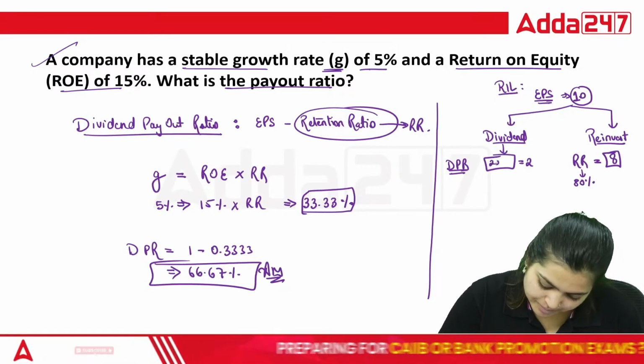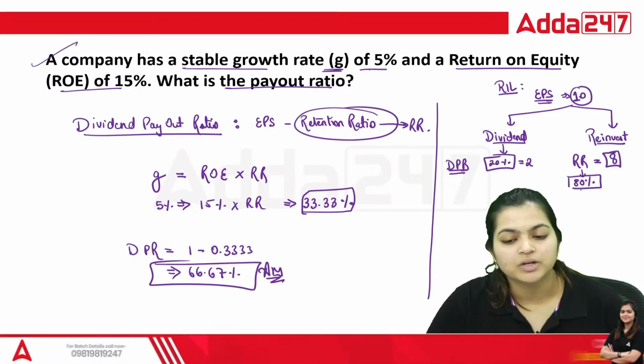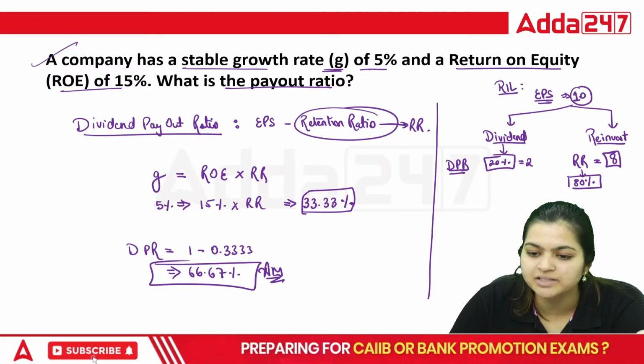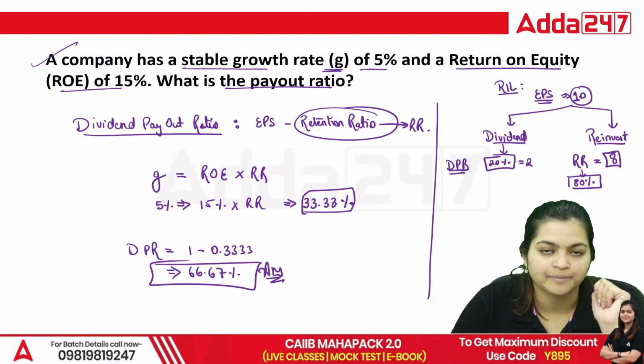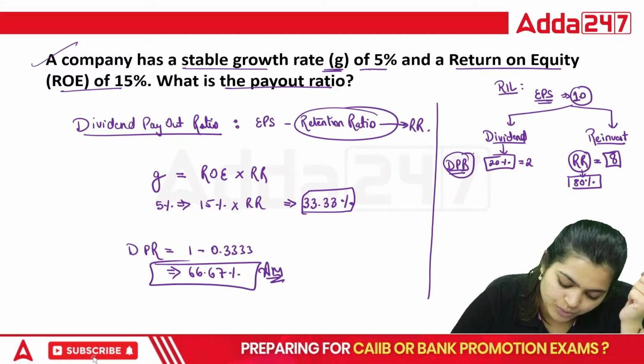This is your 20% and 80% is your retention amount. Yes, out of 10 rupees, if 20% you are distributing to your shareholders because you are using their money, then 80% you are reinvesting. So this is your retention ratio, and this is your dividend payout ratio.